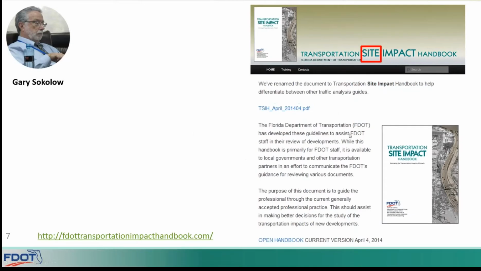I apologize. Okay, we added the word site to clarify what kind of impact handbook it is. So one of the nice things that has not changed is that we have a website where you can get the latest versions, any changes and additions that we make along the way. It's still called FDOT Transportation Impact Handbook.